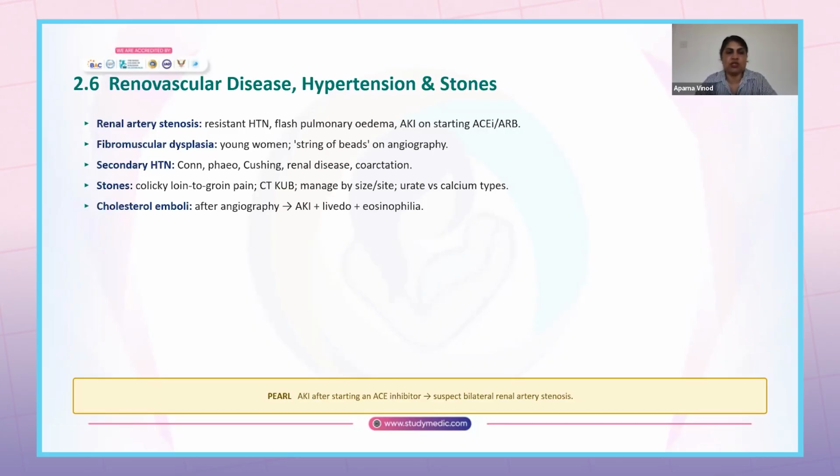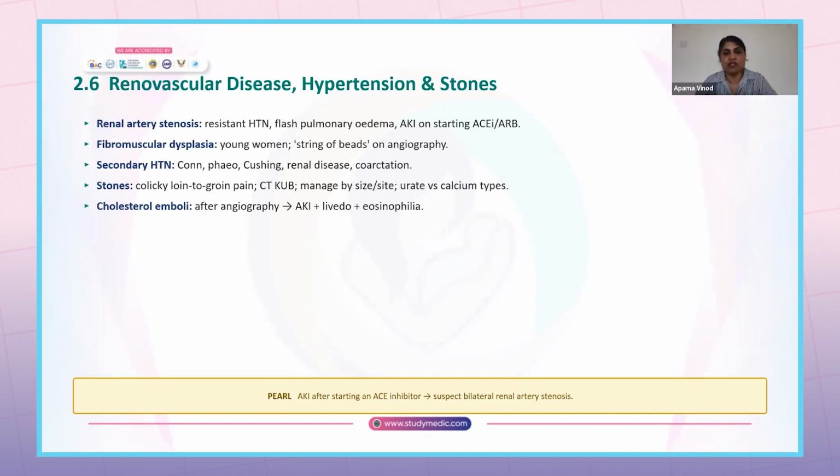In the history for stones, it will be colicky pain, loin to groin in nature. CTKUB will confirm the diagnosis, and we can manage by the site or size of the stone. And also we need to differentiate between urate and calcium types.